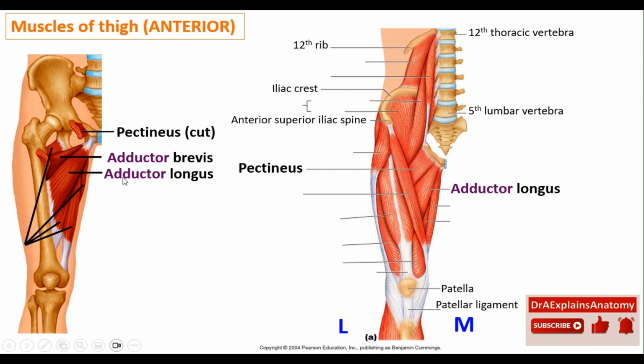Also, we have the adductor brevis muscle. Brevis means short. It also adducts the lower extremity. And we have the adductor magnus muscle. We can see the adductor magnus muscle, which lies deep to the adductor brevis and the adductor longus. So we have 3 adductor muscles: adductor brevis, longus, and magnus.